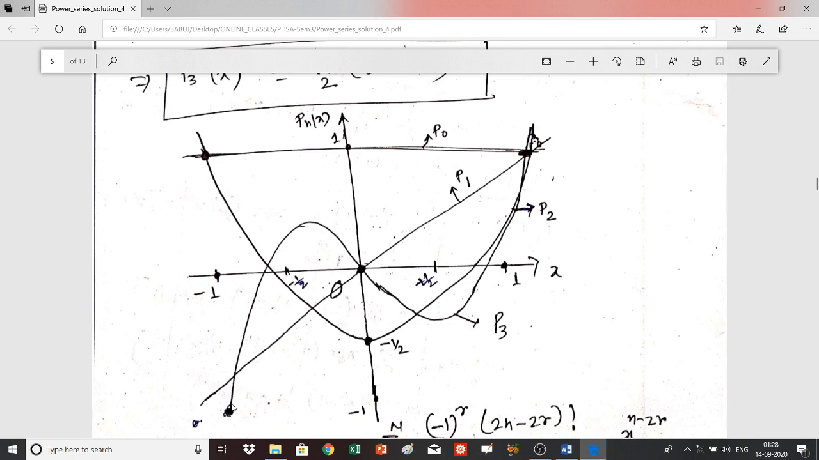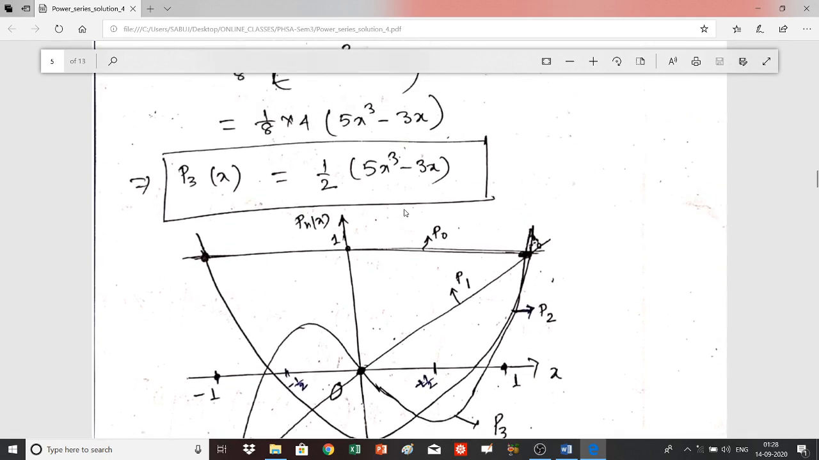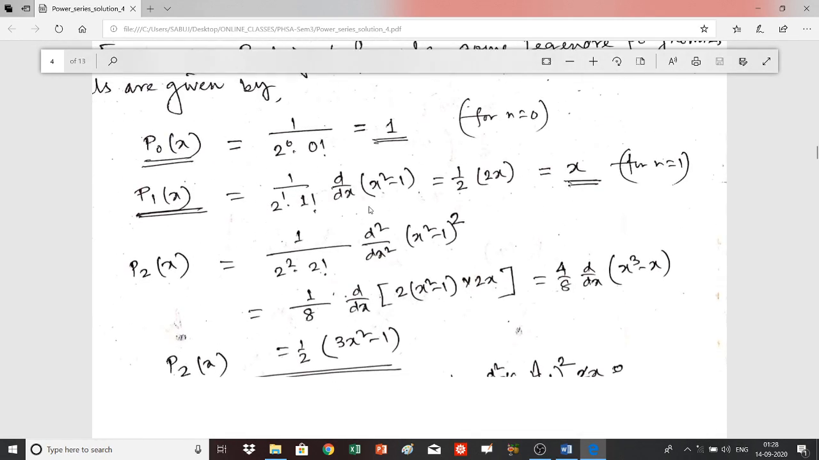If you join these, it will be a straight line going through the origin, and it will cross 0 and touch this point. It is mistakenly drawn here; if you use a scale, then it will go through this point. So the straight line will go in this direction, starting from here, going through the origin and reaching this point. Okay, and then for P2(x), you know P2(x) finally comes as half (3x² − 1).